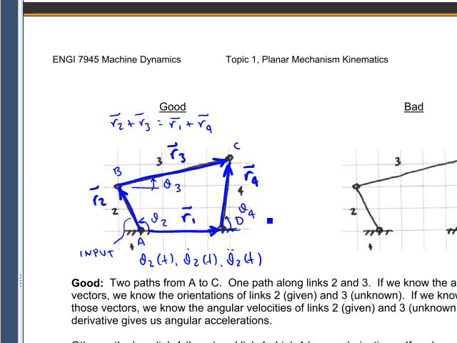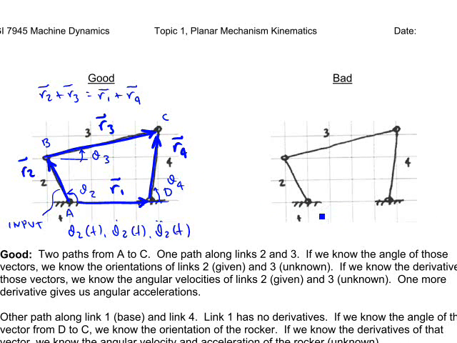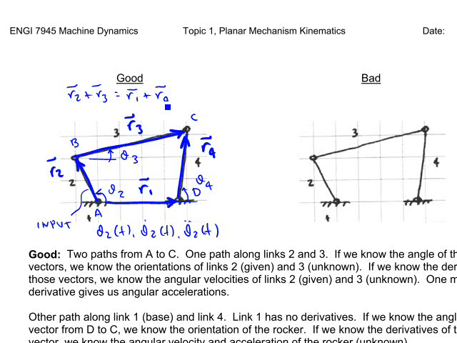So in this mechanism with one loop, theta 2 is our input position, and theta 3 and theta 4 are our unknown outputs. When we do position analysis, we have to solve for theta 3 and theta 4 for every theta 2. When we do velocity analysis, we have to solve for omega 3 and omega 4 at every instant. And when we do acceleration analysis, we'll be solving for alpha 3 and alpha 4 at every instant. So this one loop gives us 2 unknowns, and we really shouldn't have any more than 2 unknowns per loop, because each loop is one vector equation or 2 scalar equations. So we're limited to 2 unknowns if we want to solve the problem.